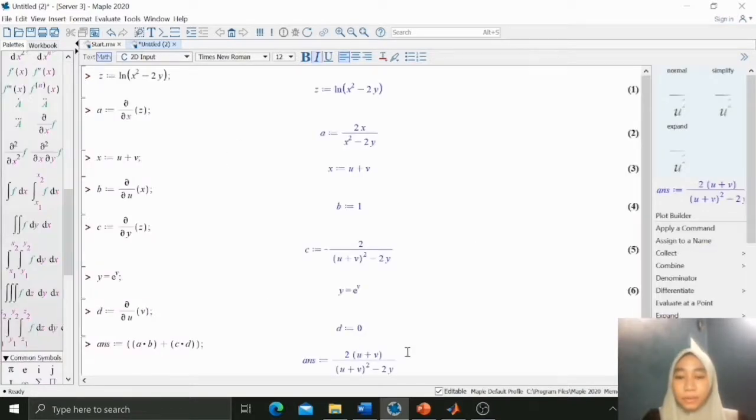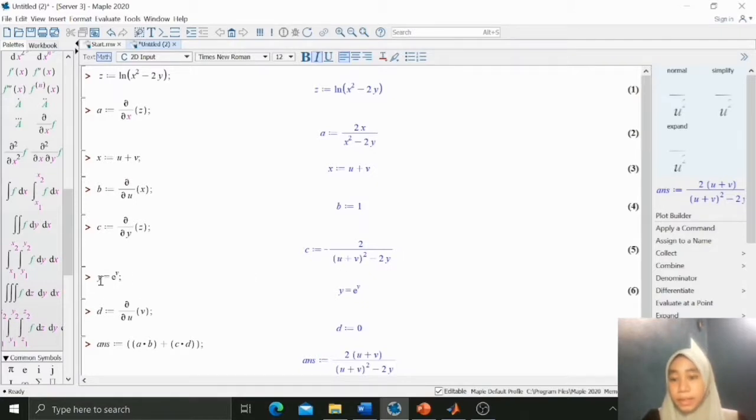And this is how to find the answer for ∂z/∂u, which is the first one. I enter the equation, which is z equals ln(x² − 2y), and I differentiate ∂z/∂x, and I got this answer. As for x, the equation is u + v, and I differentiate ∂x/∂u, and I got 1. And I differentiate ∂z/∂y, and I got this answer.